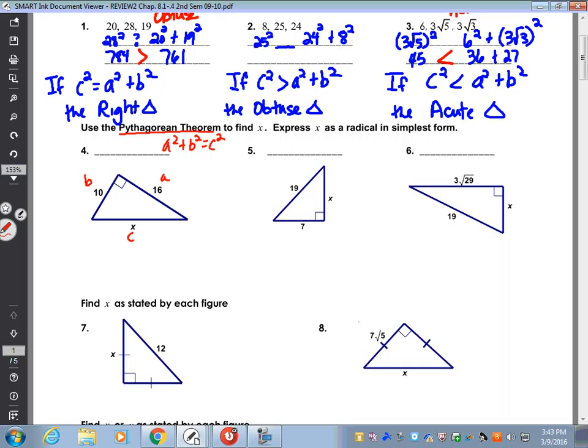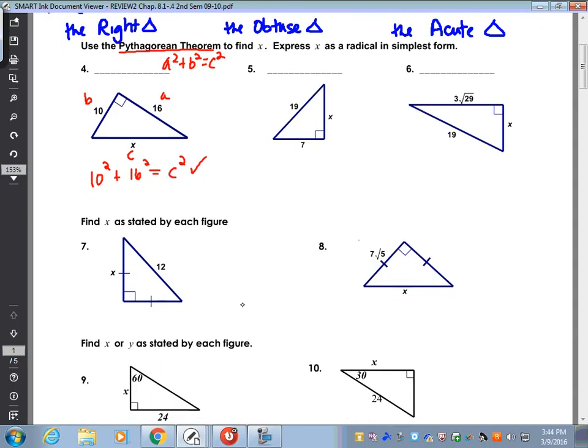So I'm just going to show you or check for setup. Here we would have basically 10 squared plus 16 squared equals c squared. If you show me that, you will receive partial credit. Then you would actually need to physically square these numbers. So 10 squared is 100. And I said c squared, but I'll change that to x squared. Sorry about that. 16 squared, I think, is 256. Yep. And that is c squared, which is our x squared.